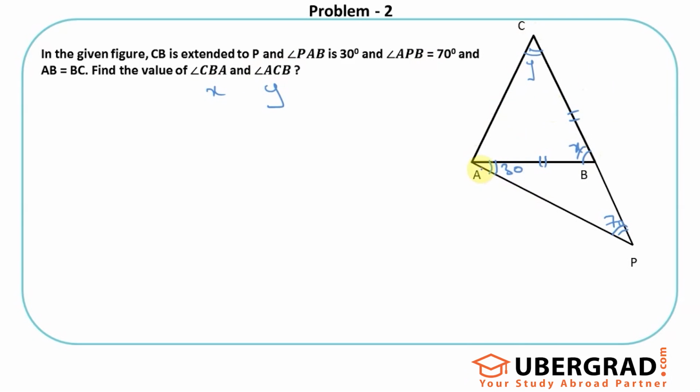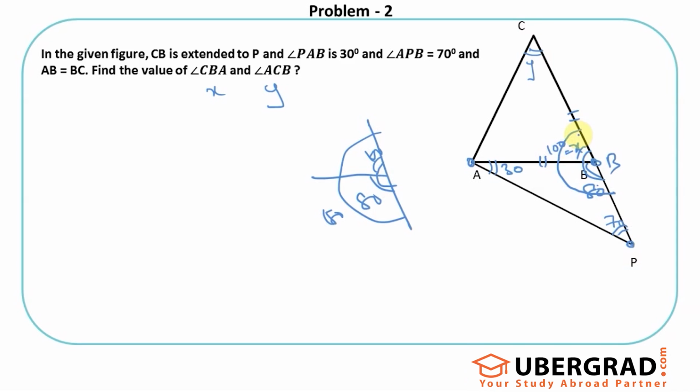First thing, I see two angles in triangle ABP. Immediately I'll apply that the sum of three angles is 180. So 30 plus 70 plus this angle should be 180. 30 plus 70 is 100, so this has to be 80. 30 plus 70, 100, plus 80 is 180. CBP is a straight line. If this is 80, this has to be 100 because the total has to be 180. So x is 100 degrees.